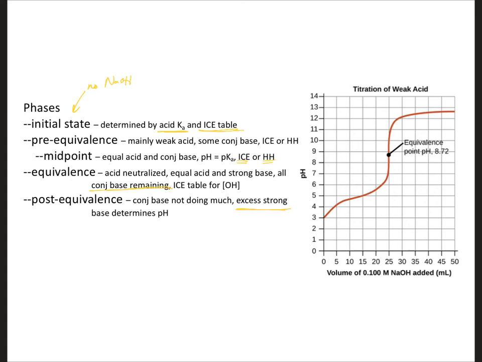So we're going to do all of that in the next lecture, and that's because we're going to have pretty much an example of each one of these phases. Calculate the pH at the initial state, at the pre-equivalence, at the equivalence, and at the post-equivalence. And so we'll work through all of those. So you're welcome to go ahead and close this one, and then when you're ready to do some calculations, you can move on to the next one.